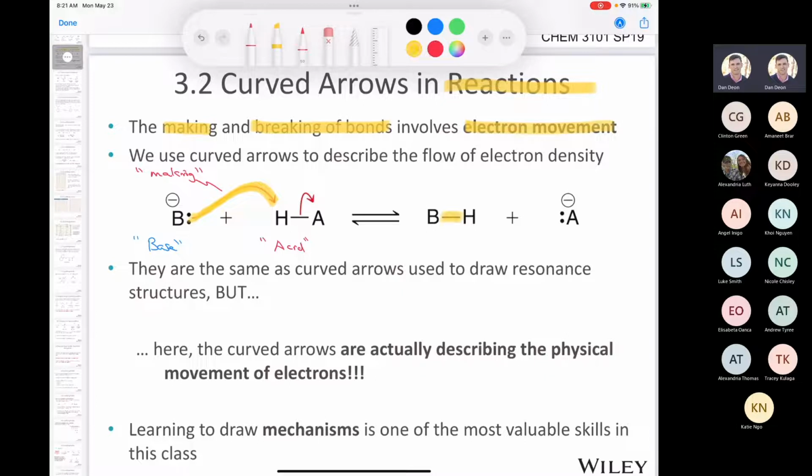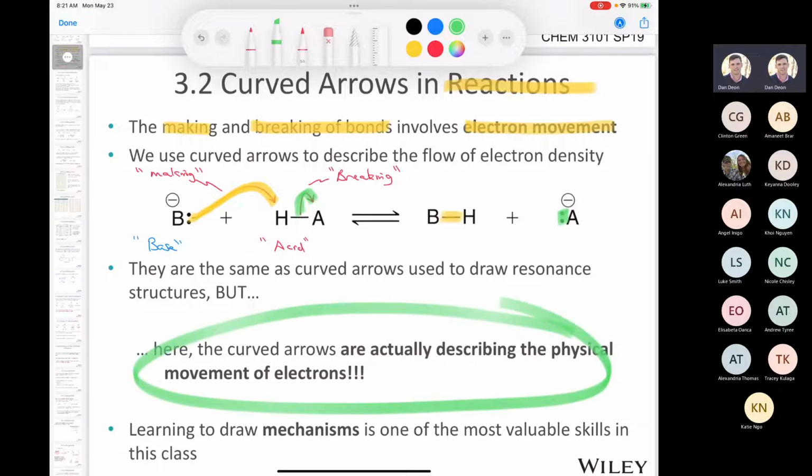And then the second curved arrow starts on the pair of electrons between the hydrogen and A, which would be the conjugate base of the acid. Anyhow, what you're doing here is making and breaking a bond. So we're breaking a bond here. And then where does that pair of electrons end up? It ends up on the conjugate base of the acid. These are the same as the curved arrows in resonance structures, except here they're actually describing the physical movement of electrons.